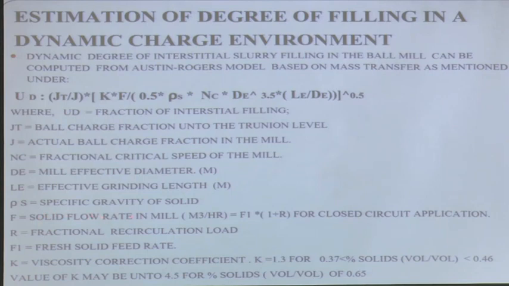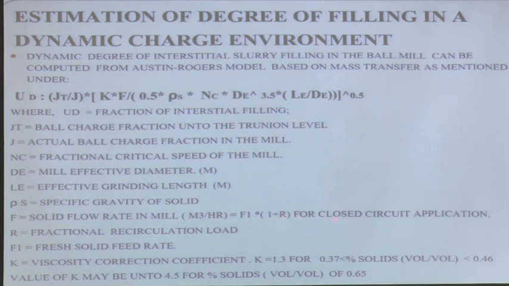Now, F is the solid flow rate in the mill, meter cube per hour. What do you mean by the solid flow rate in the mill? Suppose I say that I am sending fresh feed at the rate of 200 tons per hour. This is the mass flow rate. So, if you divide it by the specific gravity, then you get the solid flow rate, the volume flow rate of the solid, meter cube per hour.